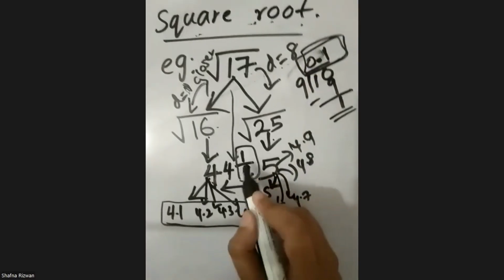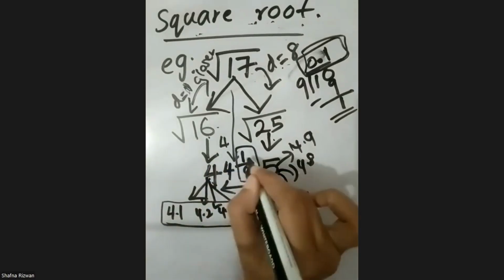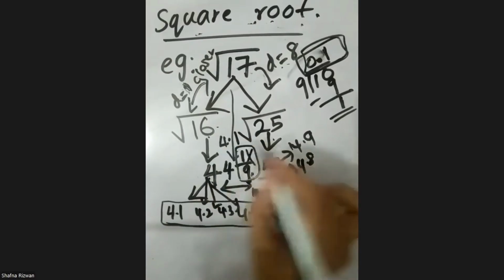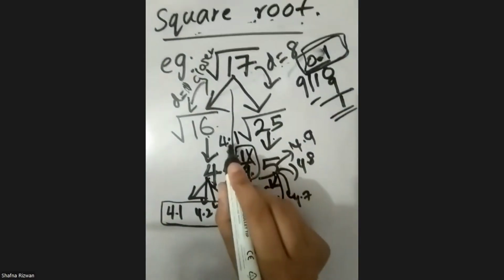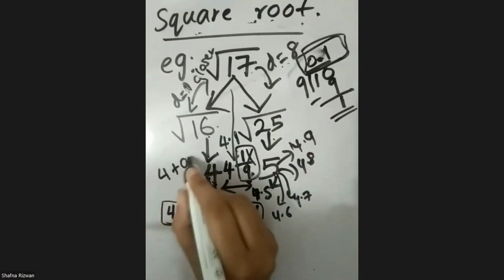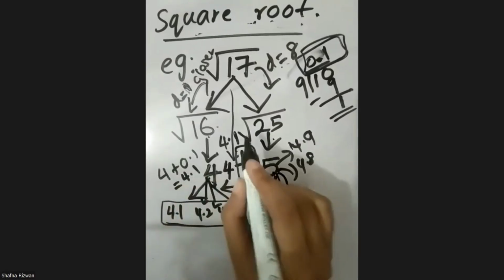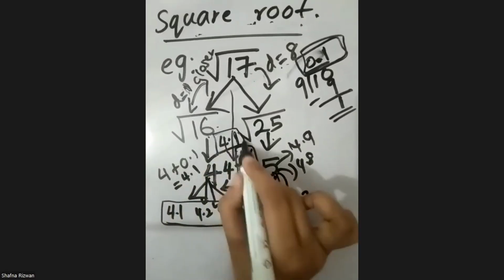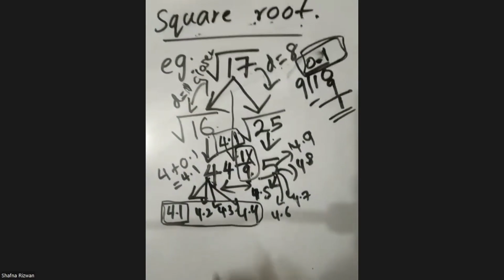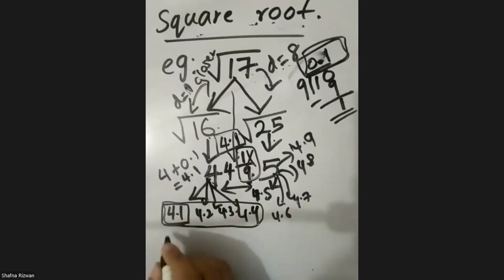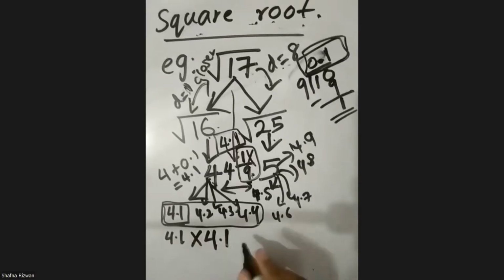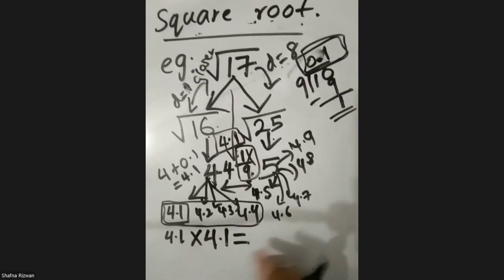So instead of 1 over 9, you have to put 0.1 here. If you add 0.1 to 4, how much will it become? 4.1. So I am making this value 4.1. Here I have to take the 4.1 value, and I'm going to multiply it again by the same number, and see what I will get here.